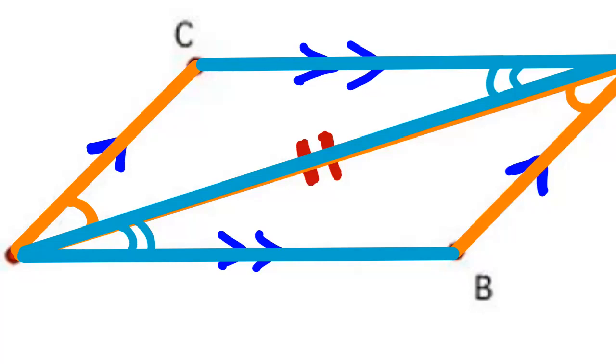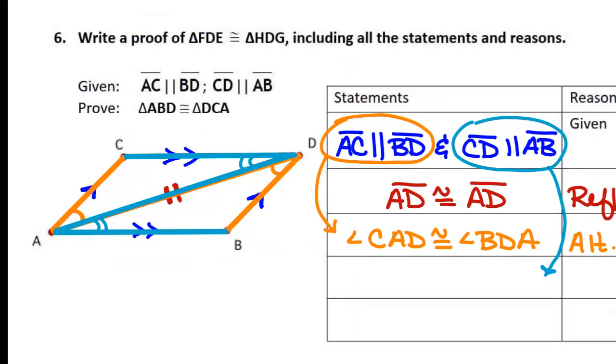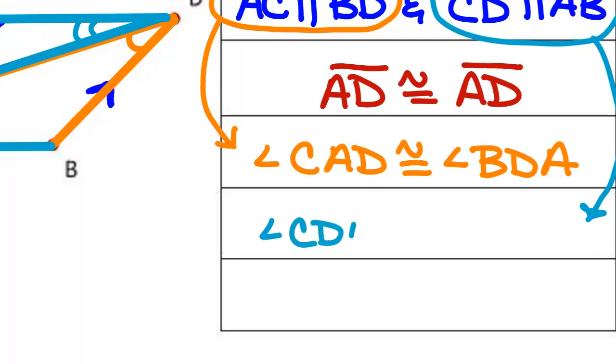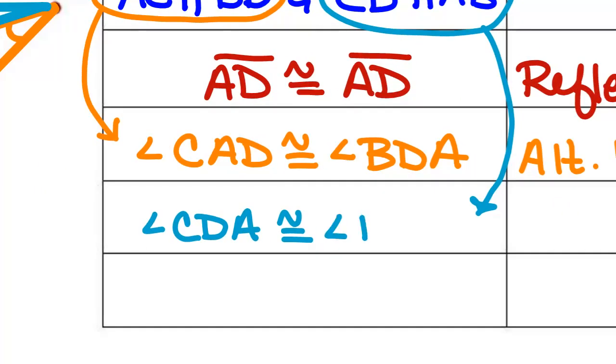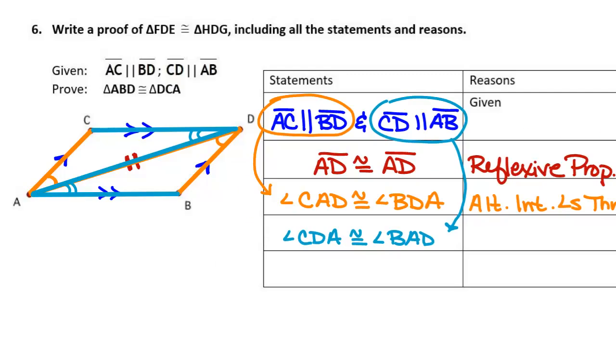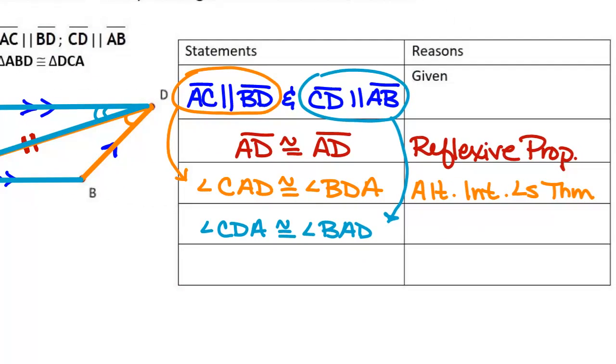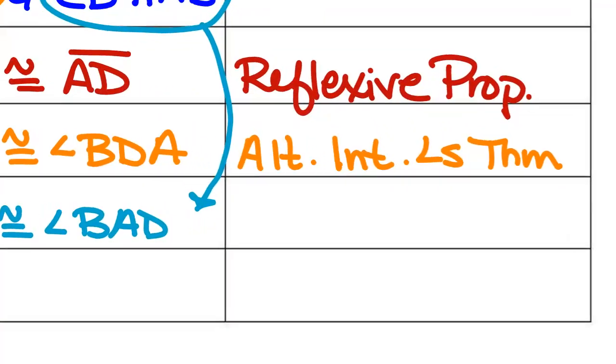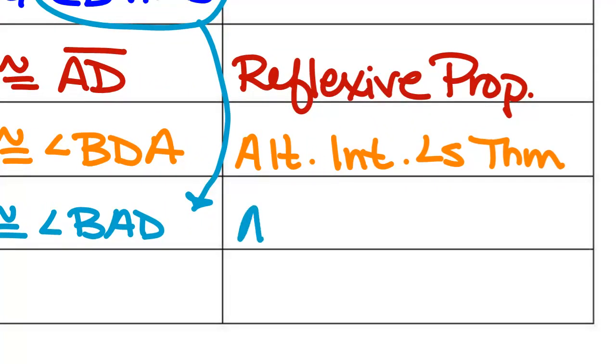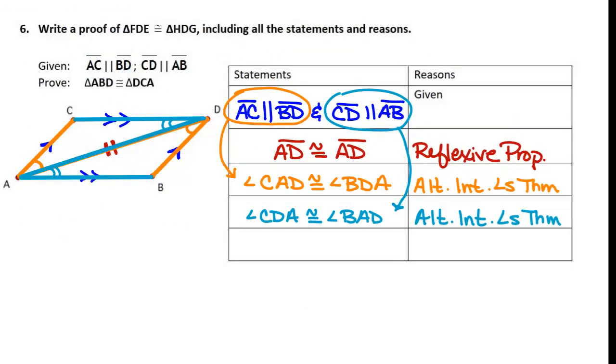What could I call this angle up on the top? Angle CDA is congruent to, what can I call this angle down here on the bottom? I could call it DAB or BAD. I feel like I switched my letters around when I was speaking and I apologize. DAB or BAD. What's my reason for being able to say that? Alternate interior angles theorem again. Whenever they tell me about parallel lines, I'm going to find alternate interior angles.